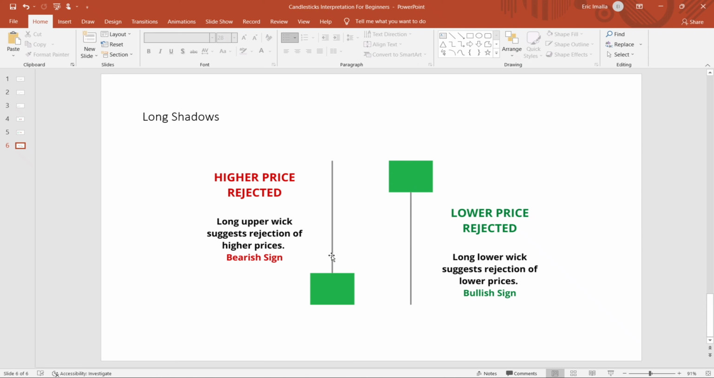So when we have a longer shadow to the upside, remember, we've already said that long shadows represent strong price rejection. So I don't want you to confuse this concept. Generally, all shadows represent rejection, but the longer the shadow, the stronger the price rejection.